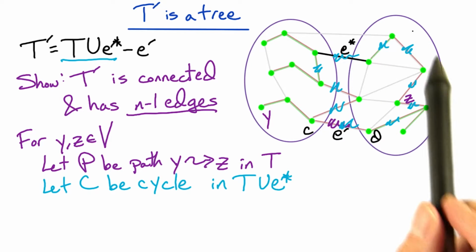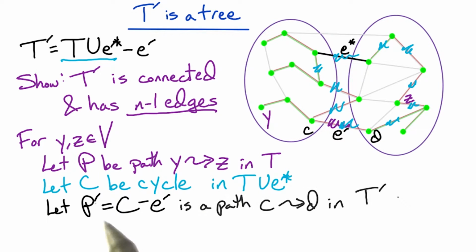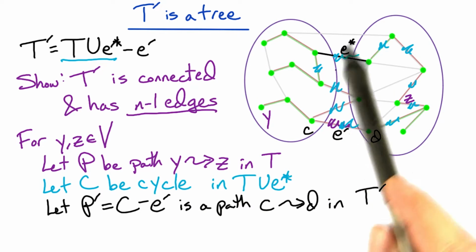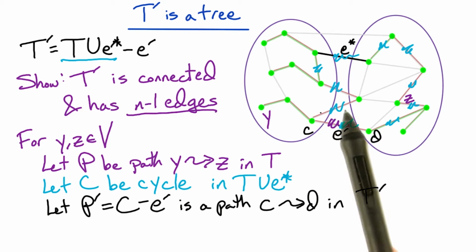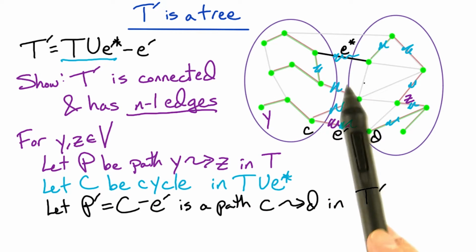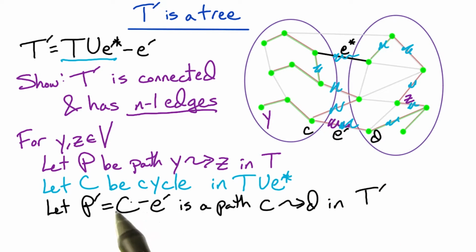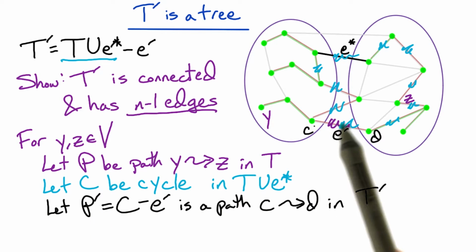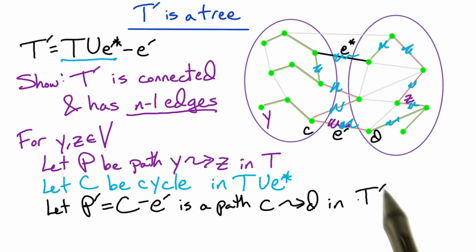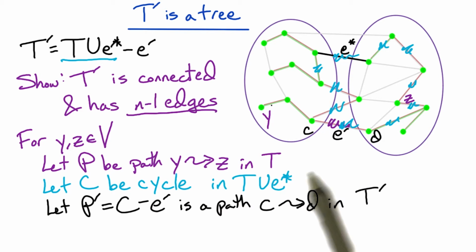Let's take the other path. So let's look at this cycle C and take out the edge E prime. What do we have? We have a path. And this path goes from C to D, and all these edges in this path exist in T prime, because T prime contains all these edges except for E prime. But we're not using E prime. We took E prime out. So we took the cycle, dropped off the edge E prime, and this gives us a path from C to D in T prime.